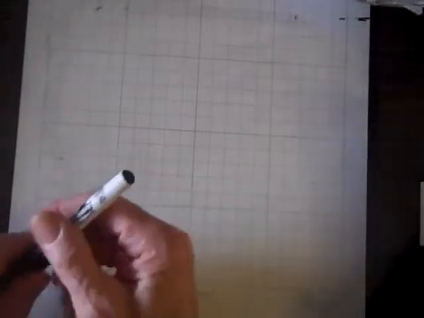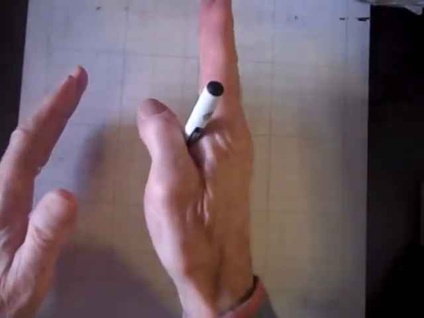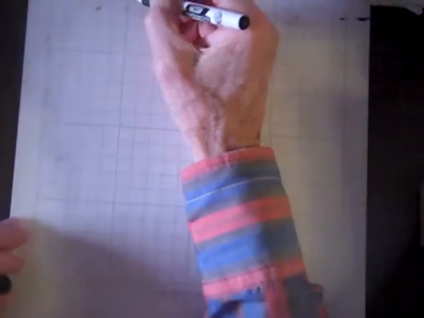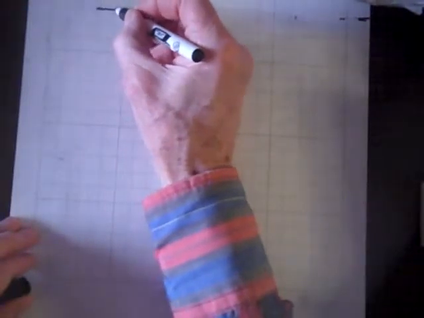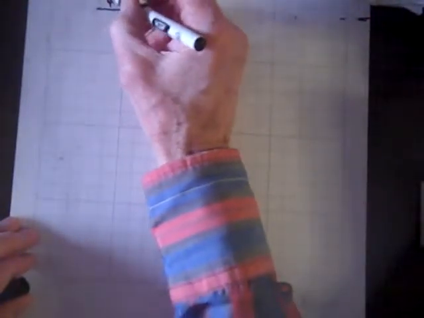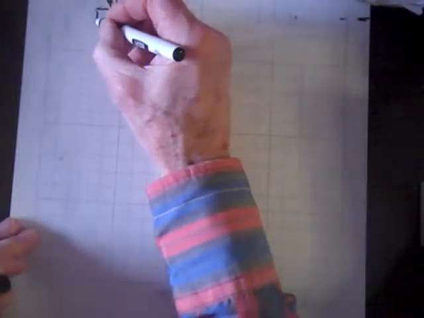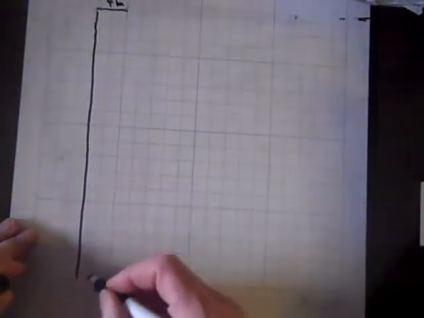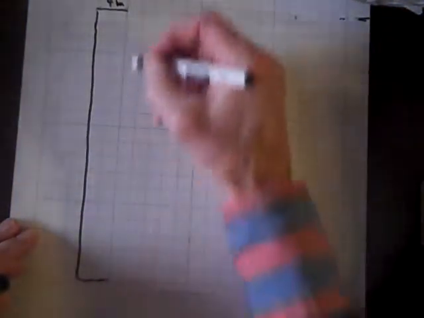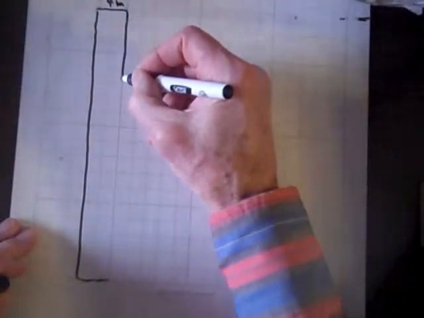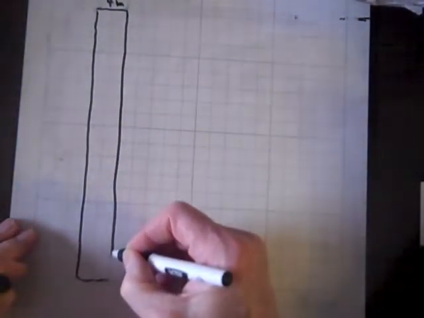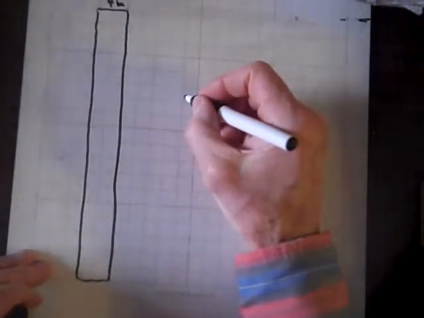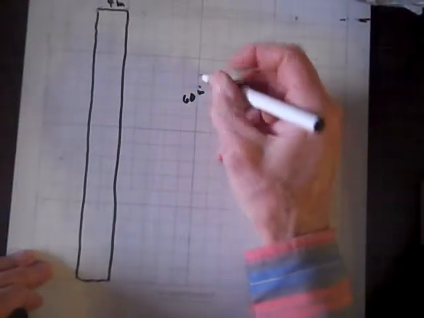So we've got some pipe, and will you agree if we take this piece of pipe, cut it down the middle, and spread it apart, what we're going to have is a rectangle. And that rectangle is going to have a width of 4 inches, and it's going to have a length of 60 inches. So this distance here is 60 inches.